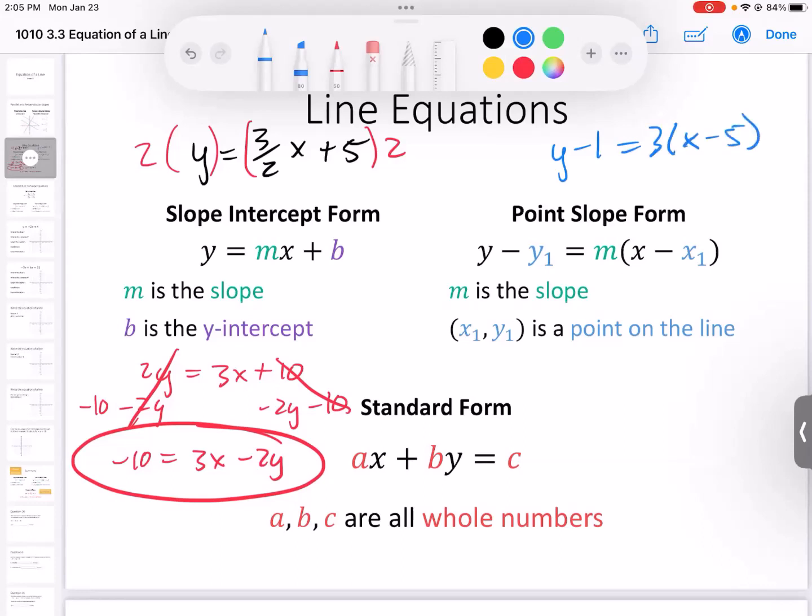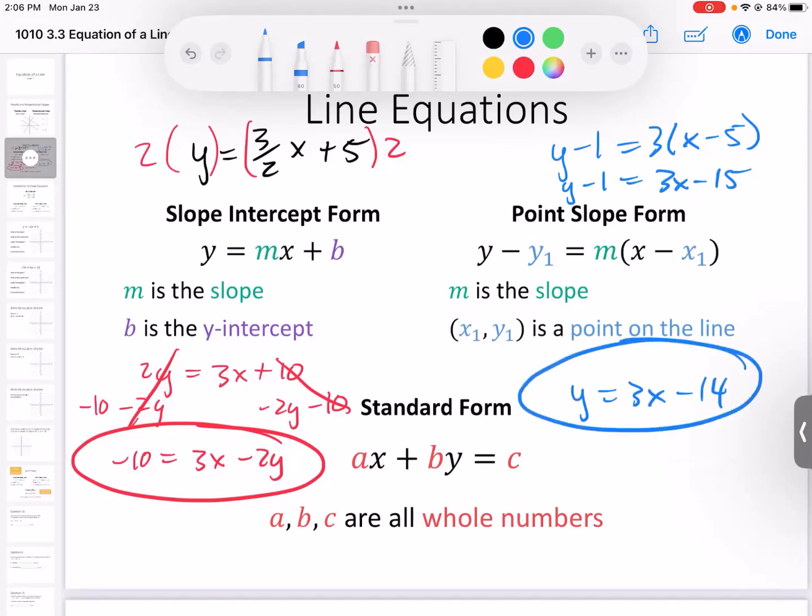So that would be in point slope form because it's matching this form. But if the question asked you to give your answer in slope intercept form, then you would want to get the y by itself so that it looks more like this. So you'd get rid of the parentheses first, which would give you y minus 1 equals 3x minus 15. Then you'd add 1 to both sides and you get y equals 3x minus 14. And that would be the slope intercept form of this same line.